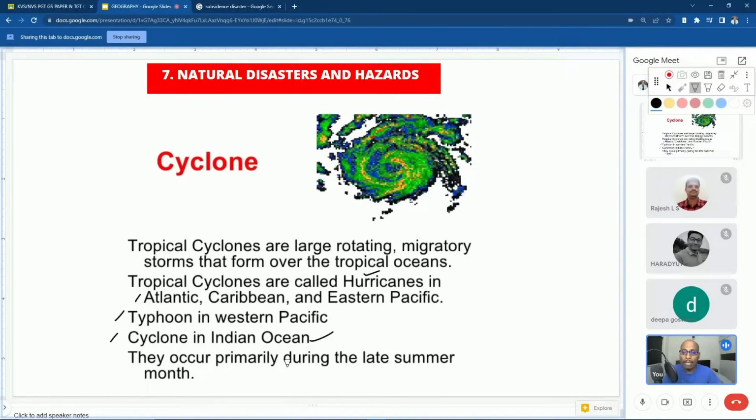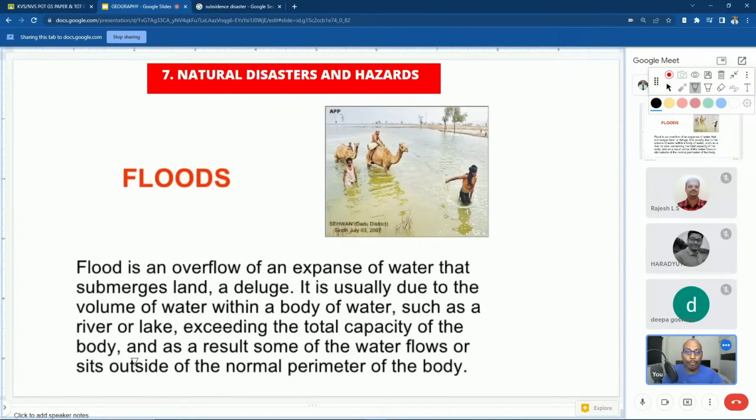They occur primarily during the late summer months. Because of the change in the pressure, these cyclones form. Then floods. Flood is an overflow of an expanse of water that submerges land, a deluge.